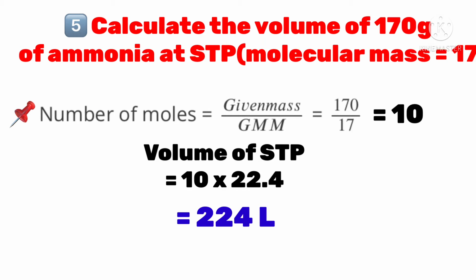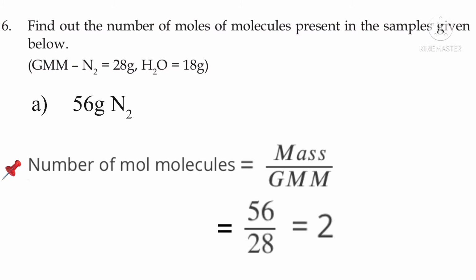Fifth question. Calculate the volume of 170 gram of ammonia at STP, given that molecular mass equal to 17. Here number of moles equal to given mass divided by GMM, that is equal to 170 divided by 17, that is 10. And volume at STP, that is equal to 10 into 22.4. So the answer is 224 liter.